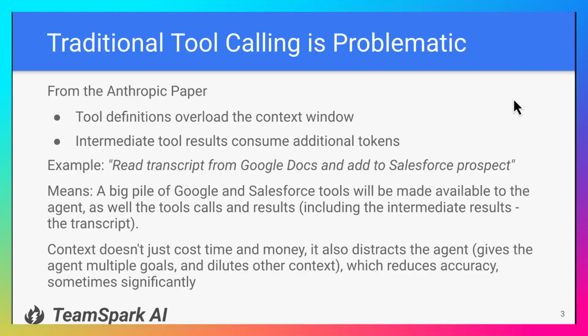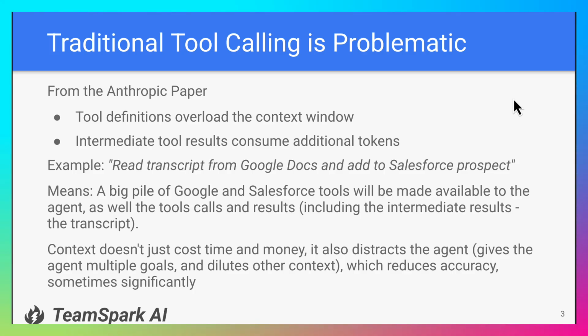So that costs tokens. And then the second thing, which maybe is not quite as obvious, is that when you're doing sequences of tool calls, the intermediate tool results consume additional tokens. The example they give in the Anthropic paper, they give a few, but the first one is this notion that they want to read a transcript from a Google Doc and add that to a Salesforce prospect. So they're going to call a single MCP tool in Google Docs to get the transcript, and then they're going to take that transcript and stick it onto the Salesforce prospect by calling a Salesforce tool. So what does that mean?